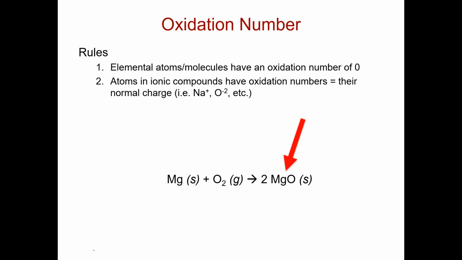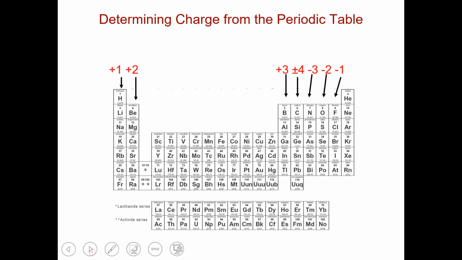Atoms that are in ionic compounds have oxidation numbers that are the same as their normal charge. So for example, if we have magnesium oxide, magnesium has a 2 positive charge, oxygen has a 2 negative. If we had sodium in a compound, it would have a 1 positive charge. If we had, say, aluminum in a compound, it would have a 3 positive charge, and so forth. So anything in an ionic compound will have its normal charge, which will also be its oxidation number.